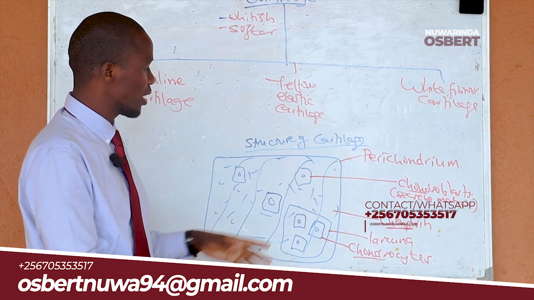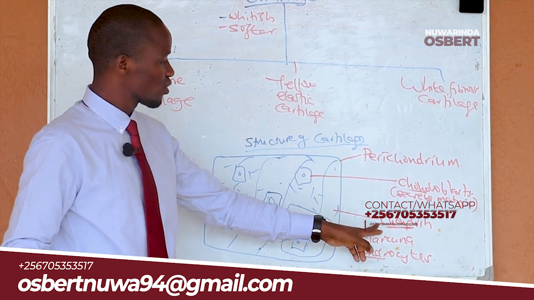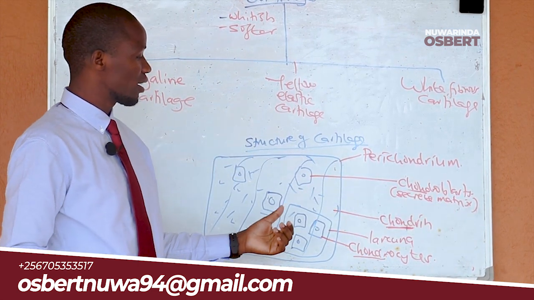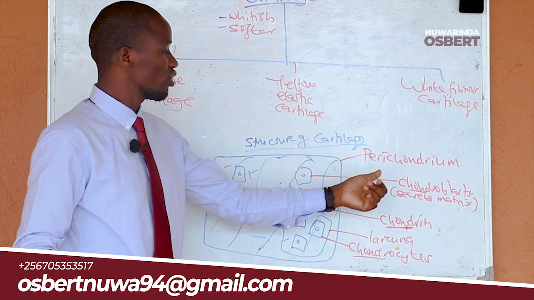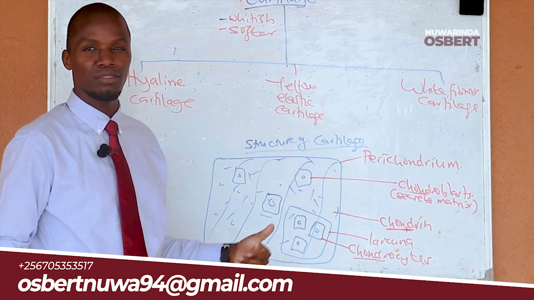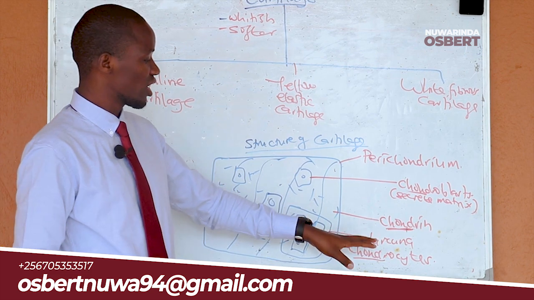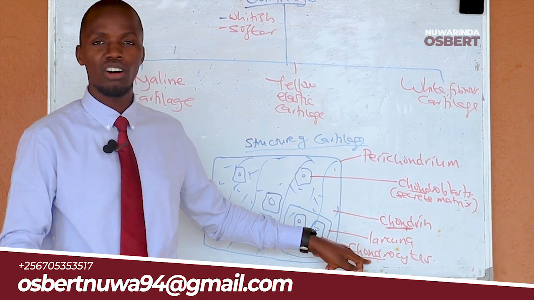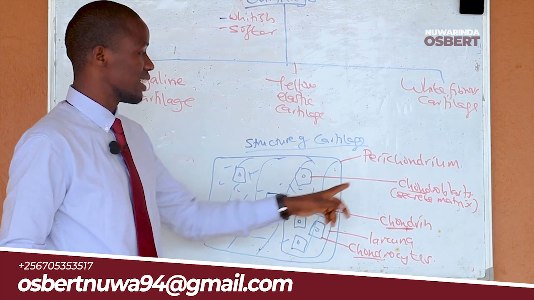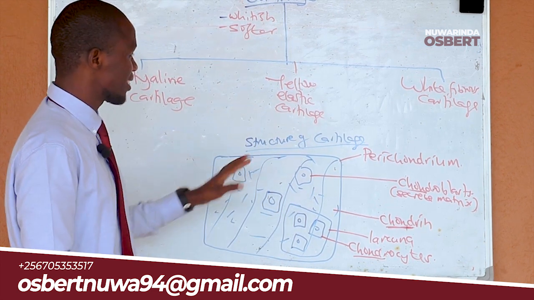A cartilage is made up of a matrix known as chondrin, which matrix is secreted by cells known as chondroblasts. At some extent, the chondroblasts become inactive, or less active, and then they are enclosed in structures known as lacunae. And at that moment, those cells are referred to as chondrocytes. And then all the cells within a cartilage tissue are enclosed in a membrane known as perichondrium. So this is a simple illustration of what a cartilage is.